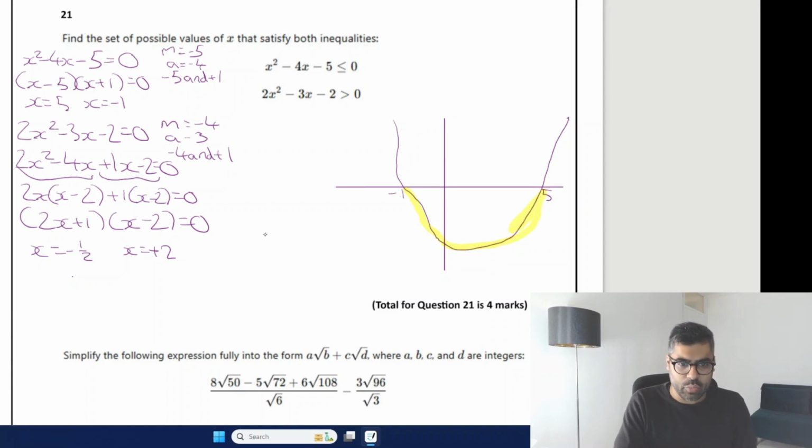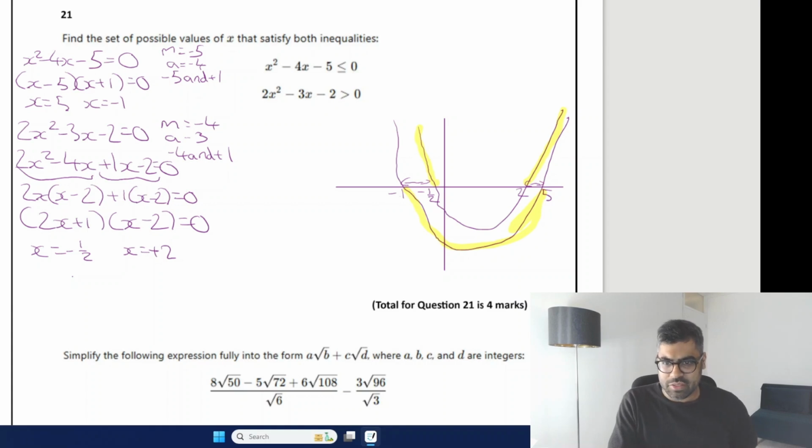Then for the second one, we're going to have roots of minus half and 2. So let's just go through here and up there. Right. So we're interested in, this is 2, this is minus half, this is everything which is above 0. So this time we're going to highlight this, and we're going to highlight this. So what we're interested in here is the values of x which satisfy both these inequalities, everything between minus 1 and minus half, and also everything which is between 2 and 5.